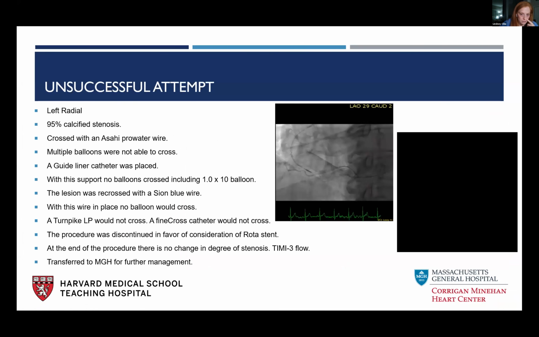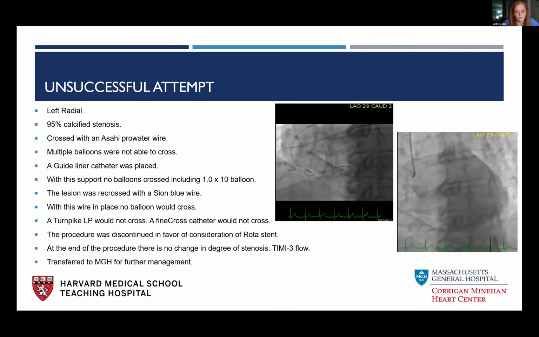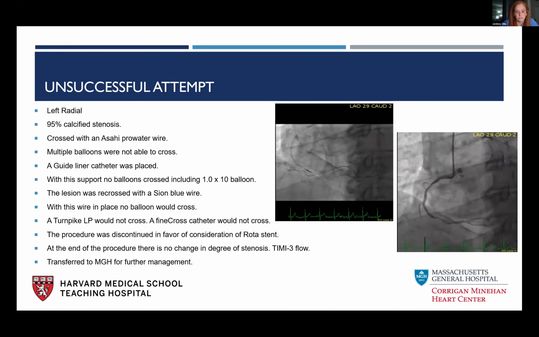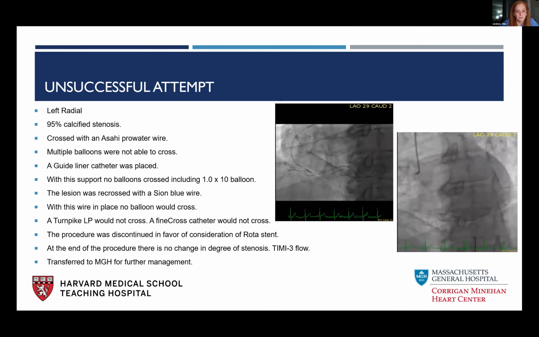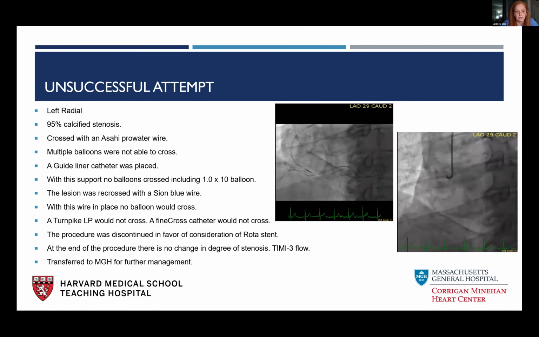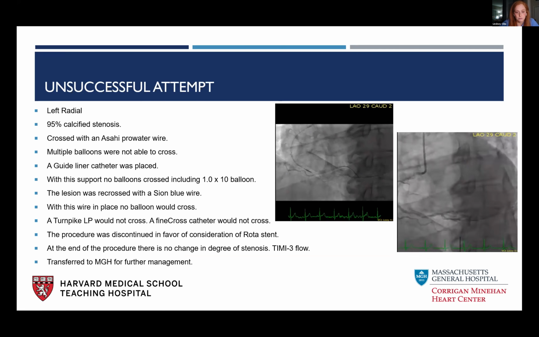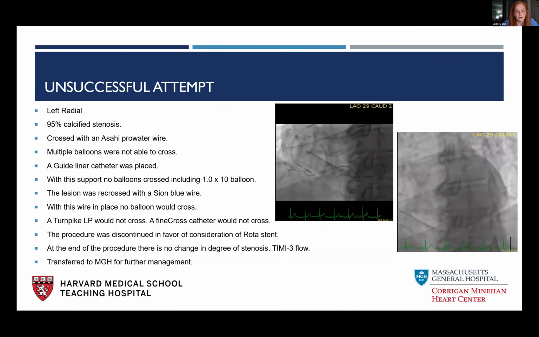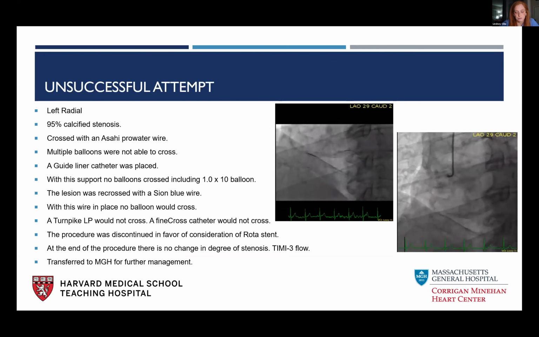And so they went left radial. Initially, this attempt at the outside hospital was unsuccessful. They crossed with a Prowater initially. Multiple balloons were not able to cross, so they tried adding a GuideLiner. Again, they were not able to cross multiple balloons. They tried a 1.5 and a 1.0. They tried to wire with a Xience blue, which was successful, but they were still not able to pass any balloons. They tried numerous microcatheters. A Turnpike LP didn't cross, a FineCross didn't cross. And they decided to stop the case at that point and transfer to MGH for further management.